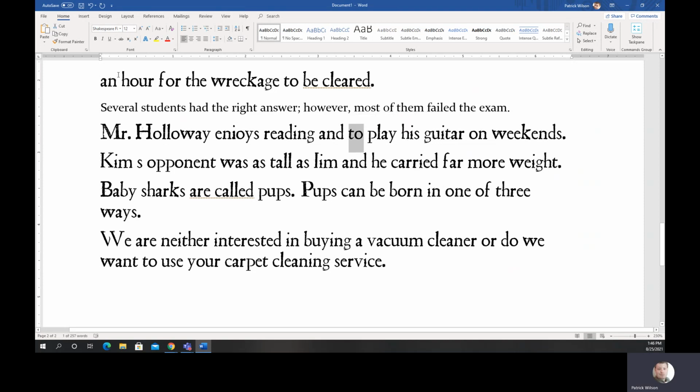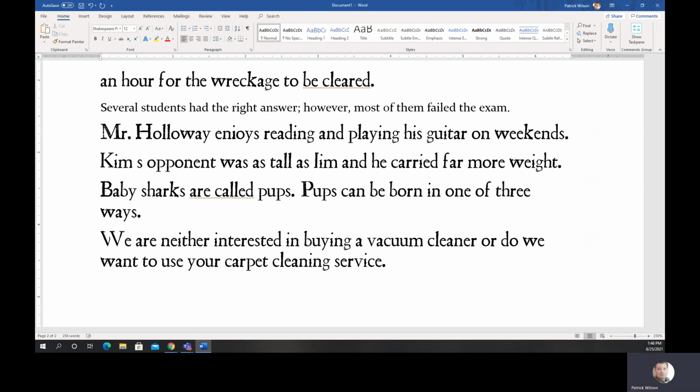So we need to get rid of "to," and then we need to really make this into a present participle by just simply adding ing, because now it's parallel. Mr. Holloway enjoys reading and playing his guitar on weekends. That's all you would have to do with that particular faulty parallelism in this sentence.